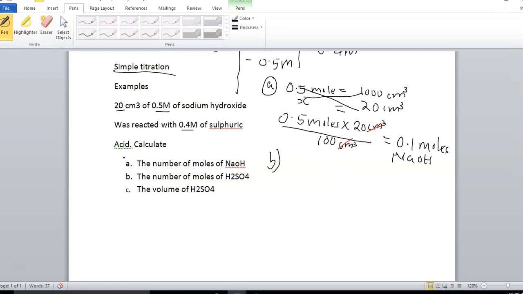Let's do part B. Part B is asking for the number of moles of the sulfuric acid. If you have the number of moles of the base that reacted with the acid, how do you get the number of moles of the sulfuric acid? This is what you do.